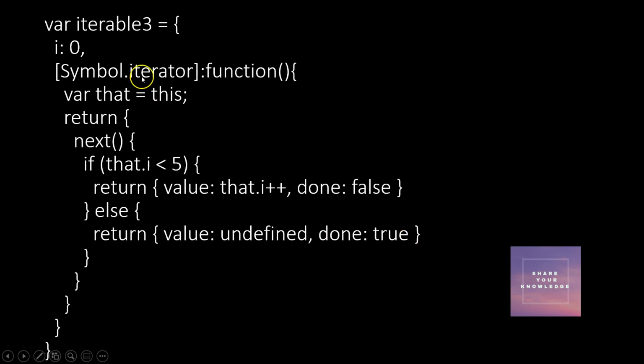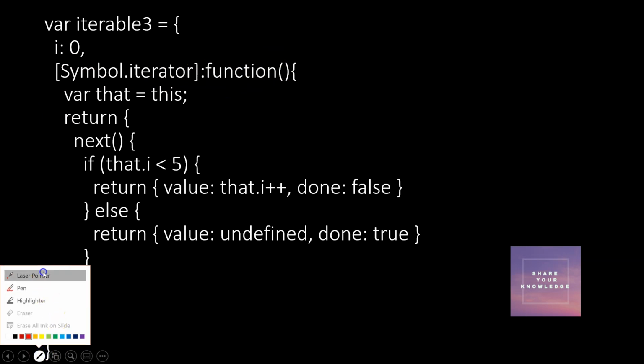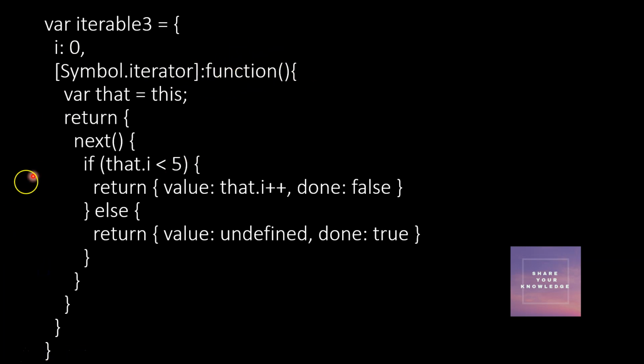Now in this iterable 3, you can see that we are trying to set this iterator to a function which returns an iterator. This is the iterator here. Okay, you can see here.